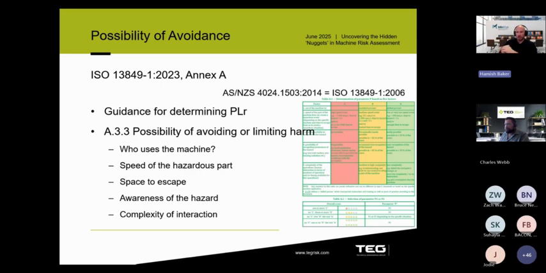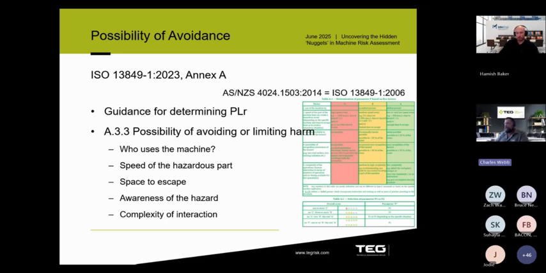Yeah, at the moment, the 4024.1503 version of AS/NZS is pretty dated and it's pretty grey. It's not particularly informative. So this is a really useful tool to help you perhaps refine your selection of your possibility of avoidance. And it may mean that, instead of being conservative and over specifying, you can actually answer those questions yourself with a little more clarity and maybe end up determining a required performance level that's more aligned with what it should be.